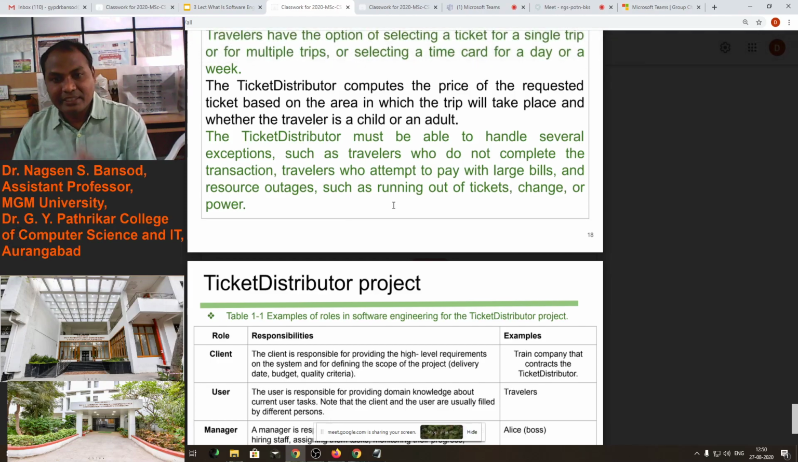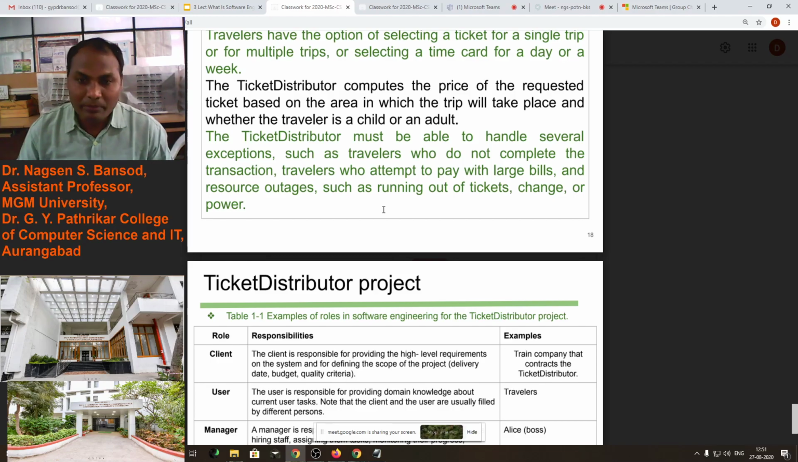Such as running out of tickets, change, or power problems. There is power to the machine. That machine should be fully charged, otherwise it will be discharged during ticket distribution. Then this problem may be there.